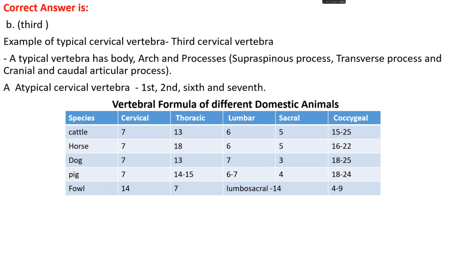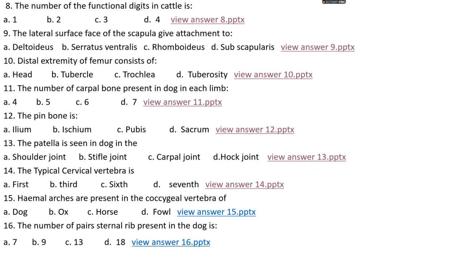The sacrum is 5 in number in cattle and horse, 3 in dog, and 4 in pig. The coccygeal vertebrae are 15 to 25 in cattle, 16 to 22 in horse, 18 to 25 in dog, 18 to 24 in pig, and 4 to 9 in fowl.